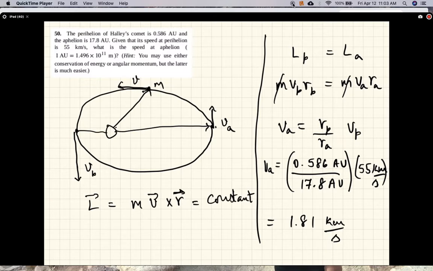Okay, so what we have found is that Halley's comet at this point is going at 1.8 kilometers a second, and at this point it's going at 55 kilometers a second. All right, that finishes this problem.